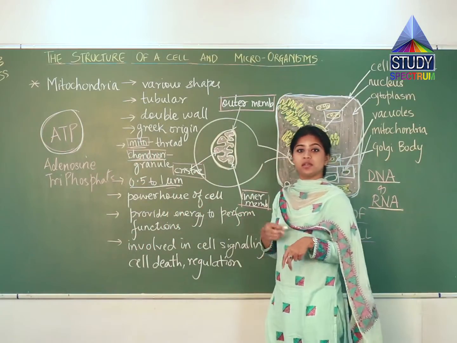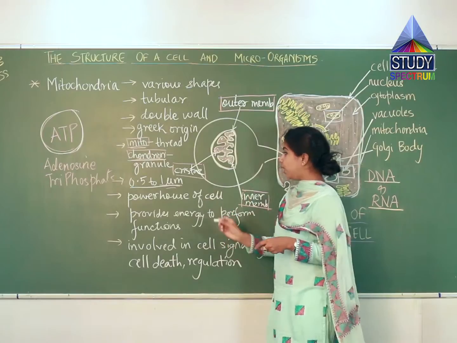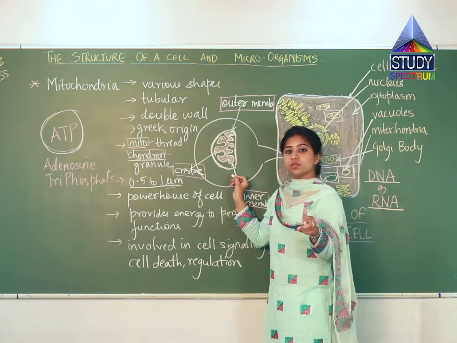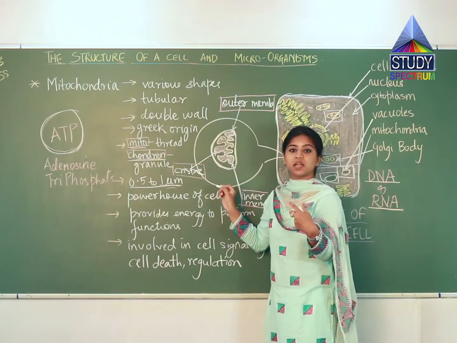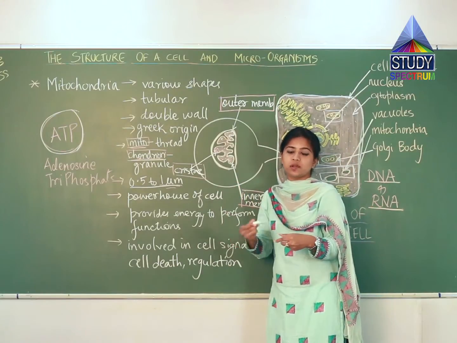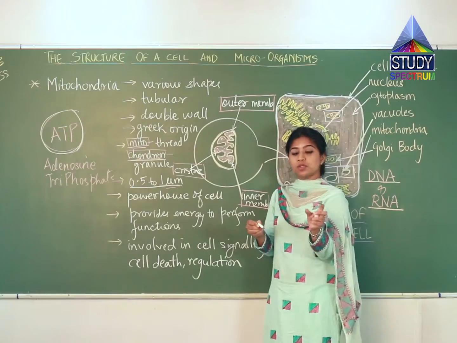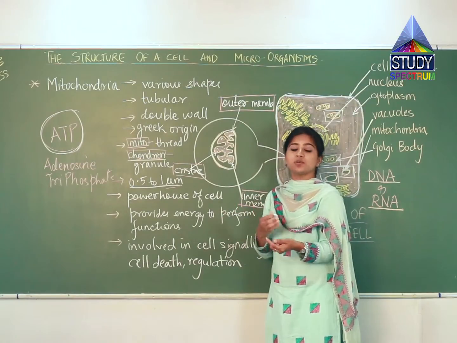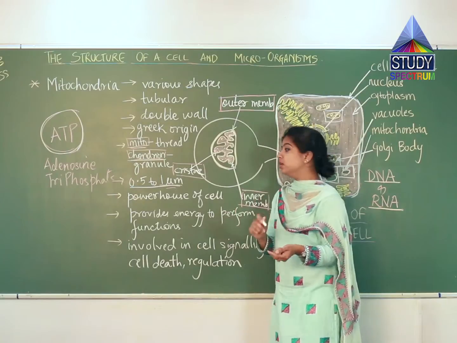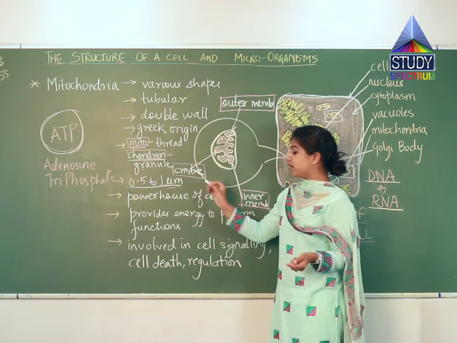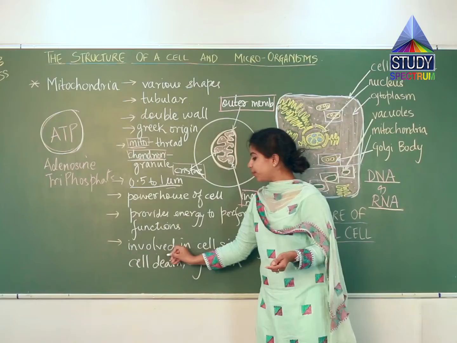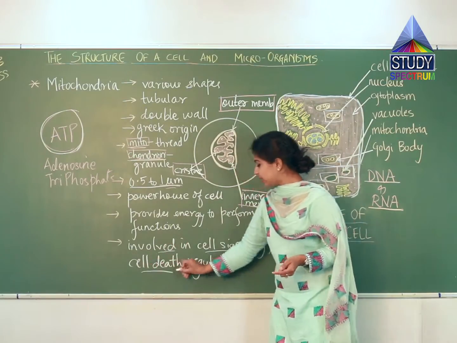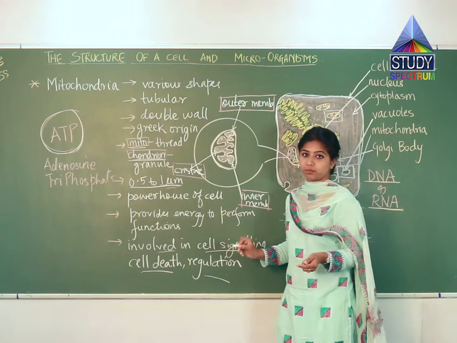ATP is nothing but adenosine triphosphate. This adenosine triphosphate is produced when the mitochondria takes up the simplest form of the food that we consume. Food is a complex material when we eat it, but when it's digested, it comes to its building block form. So that is taken up and that's produced. The mitochondria is involved in cell signaling, in cell death, and the regulation of the body processes.